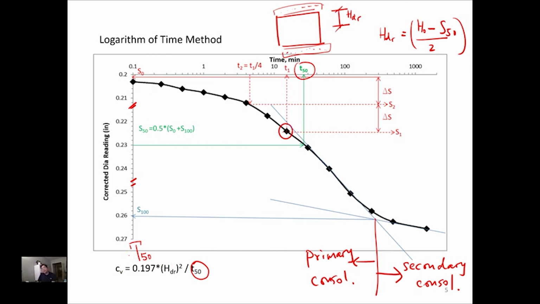And also, one additional piece of information we can get from this graph is the secondary consolidation coefficient, C sub alpha. So C sub alpha is the coefficient of consolidation as secondary consolidation. So pretty much it takes care of this part, which means we need to find out the slope right there. So this is the secondary consolidation coefficient.